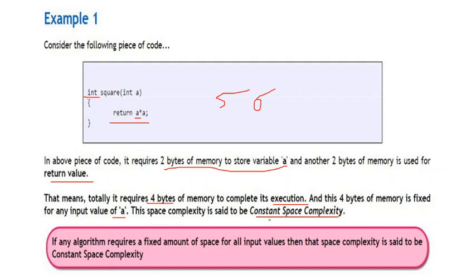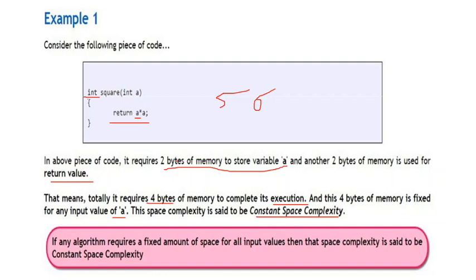So what is the definition of constant space complexity? If an algorithm requires a fixed amount of space for all input values, then the space complexity is said to be constant space complexity. So this is one example, and we are getting the constant space complexity.